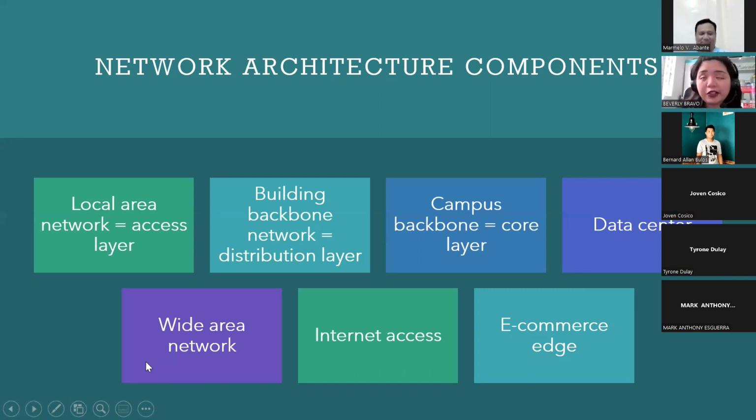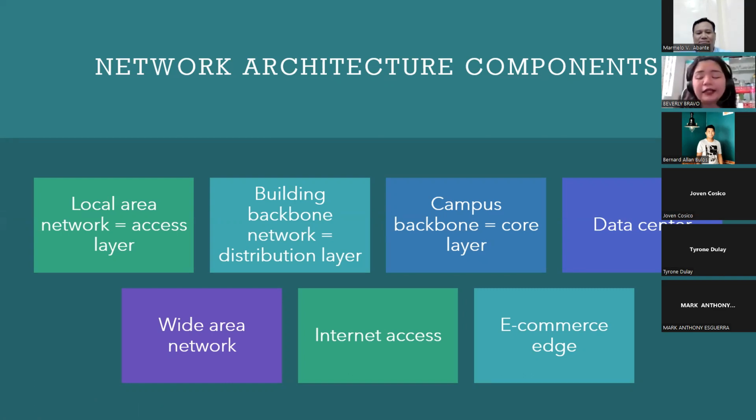After the data center, the last three components are what we call the enterprise edge. So the first four components are like the internal network components of the company, and the last three are the components that connect the company to the outside world. So first up, we have the wide area network.